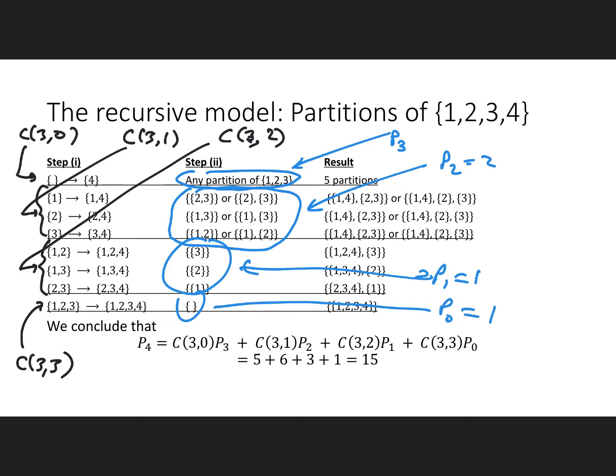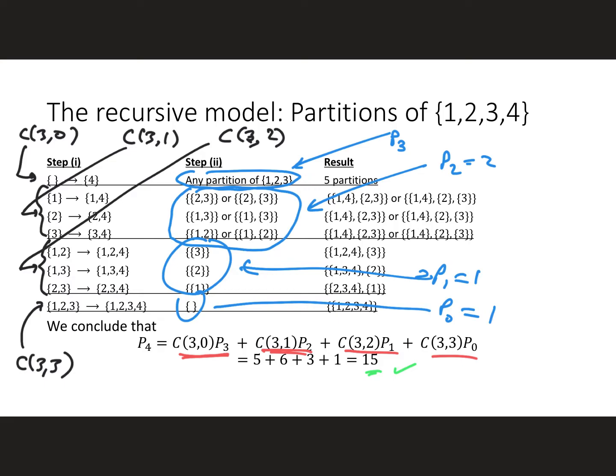So what I have is the number of partitions in each of these blocks is just the product of how many choices I have for the set in step 1 and how many choices I have for the partition in step 2. And so this is the first case, 3 choose 0 times p3. Second case, 3 choose 1 times p2. Third case, and the fourth case. So when I add all those together, I get my total. There are 15 different ways to partition a 4-element set.